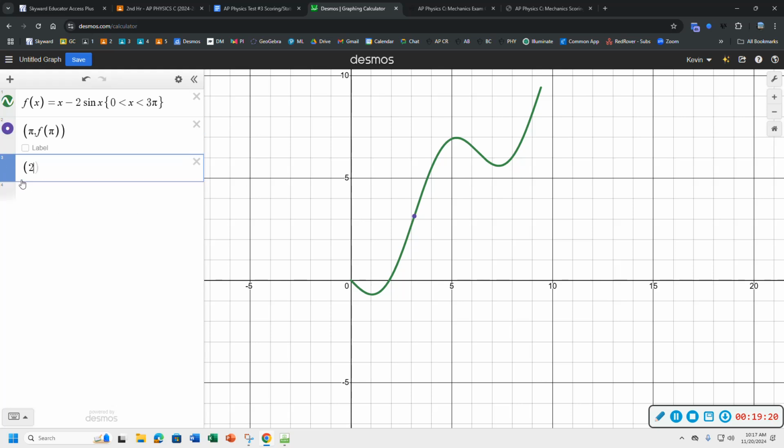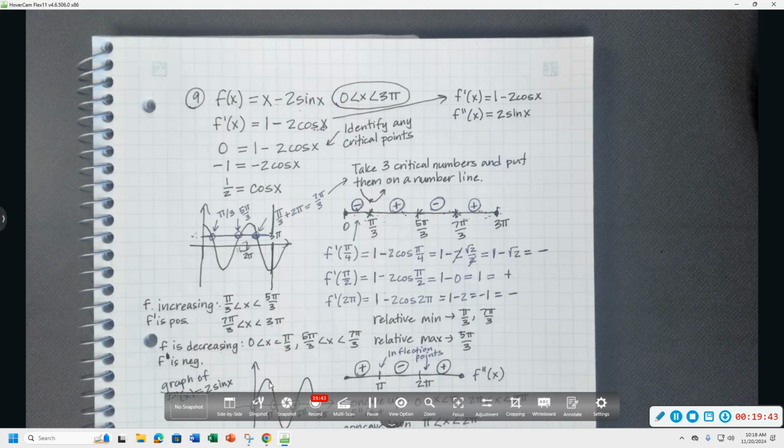Here it's concave down, and then it switches to concave up. Okay, we're saying that happens at 2 pi, f of 2 pi. An inflection point is where that graph turns and it changes concavity. This is what it looks like as a graph. Okay, I'm going to tell you, number 9 is a lot of work. We just spent 19 minutes and 36 seconds going over that there. Okay, going back here.